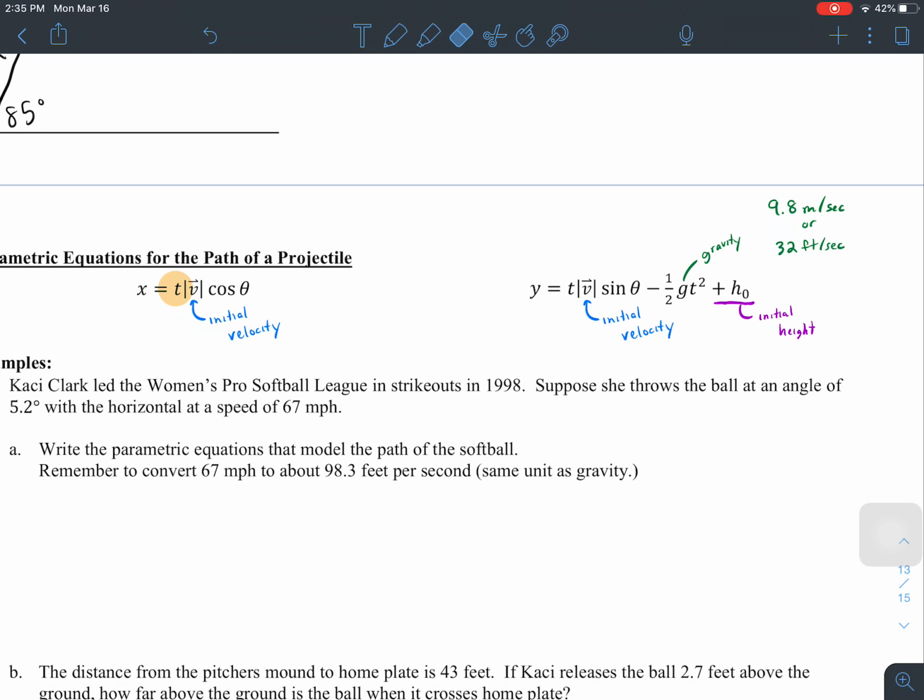The initial height is going to be given to us in the problem. We have to read it and make sure we underline the information that we're given. And the same for the initial velocity, both the vertical and the horizontal, those will be given to us. So really, that means we need to focus on how we read the problems and identifying the information that's given to us when we read them.